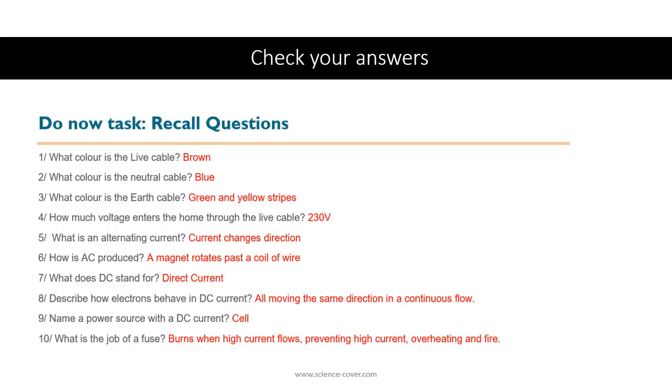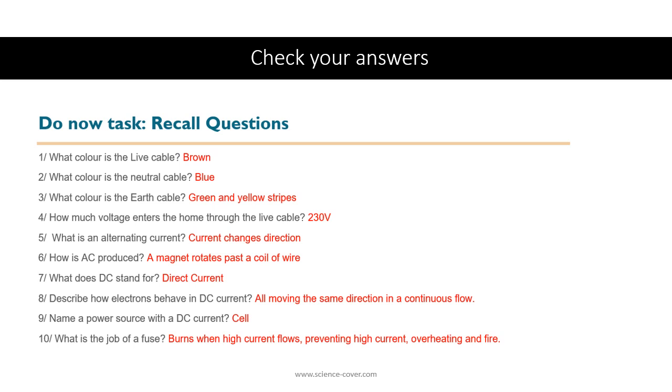Let's check our answers. What color is the live cable? It's brown. What color is the neutral cable? Blue. What color is the earth cable? It should be green and yellow stripes. How much voltage enters the home through the live cable? It's 230 volts.